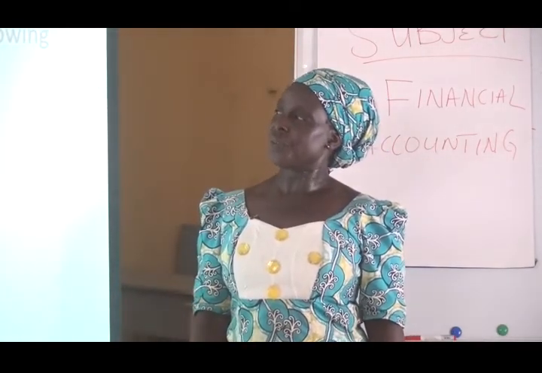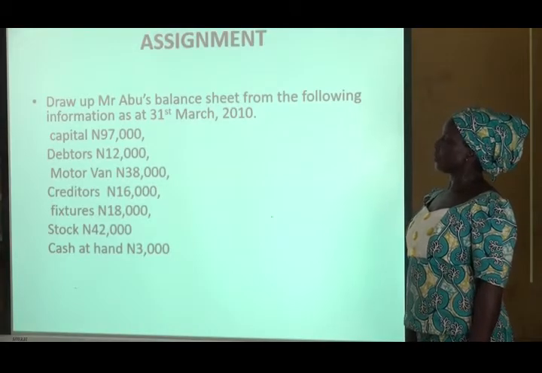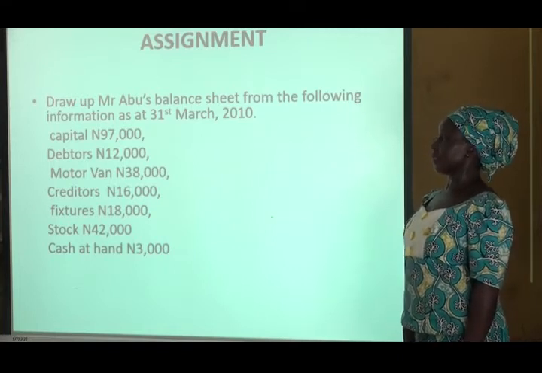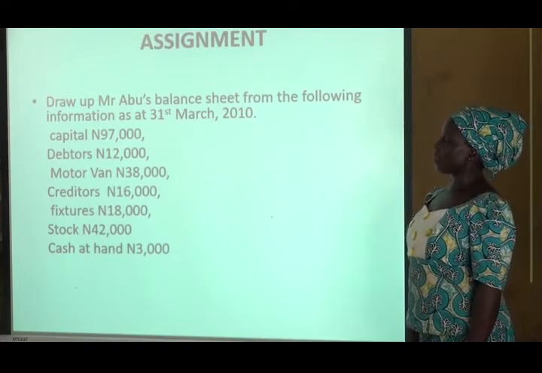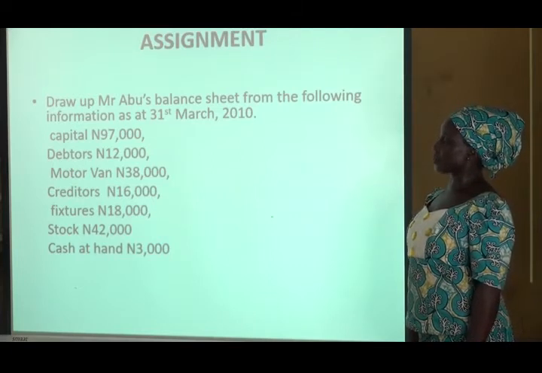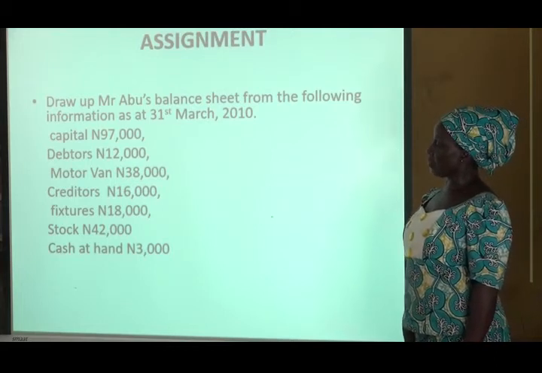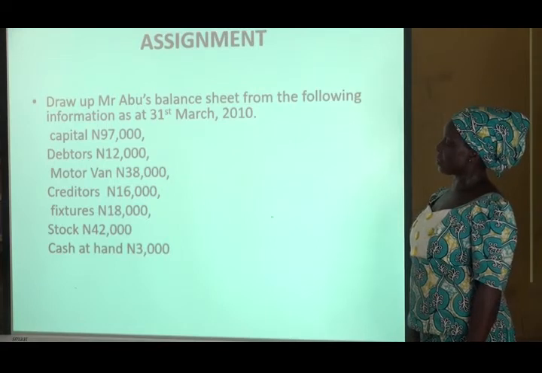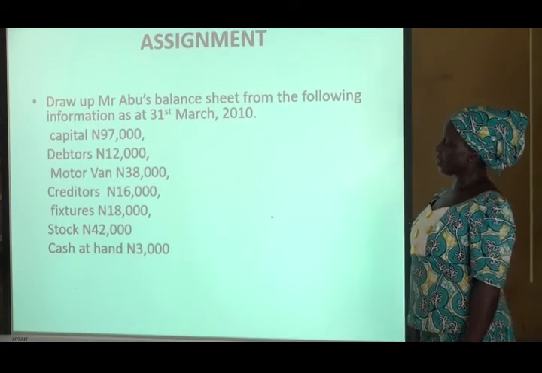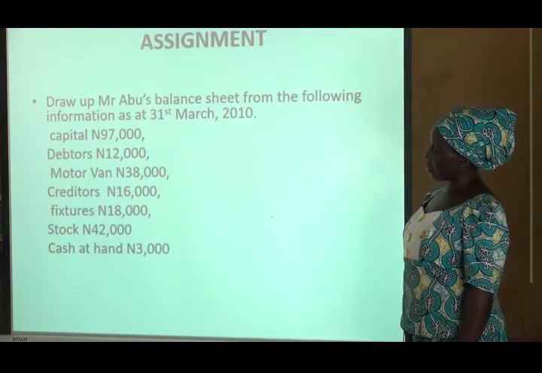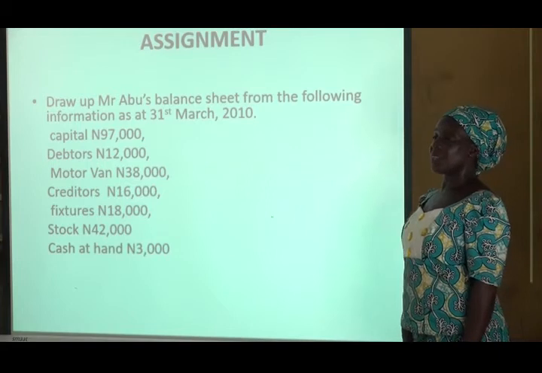I read my assignment again. Draw up Mr. Abu's balance sheet from the following information as at 31st March 2010. Capital, 97,000 naira. Debtors, 12,000 naira. Motor van, 38,000 naira. Creditors, 16,000 naira. Furniture, 18,000 naira. Stock, 42,000 naira. Cash at hand, 3,000 naira.